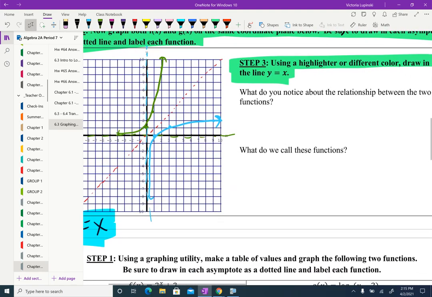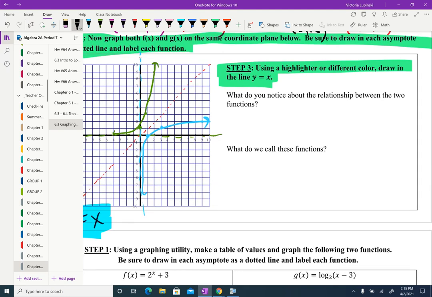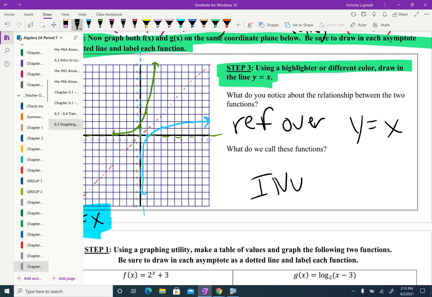If you look at the green and if you look at the blue, what do you notice about the relationship between the two functions? They are reflections over the line y equals x. And why is that? Because these are inverses. So we kind of already knew that, but now we just want to make sure.